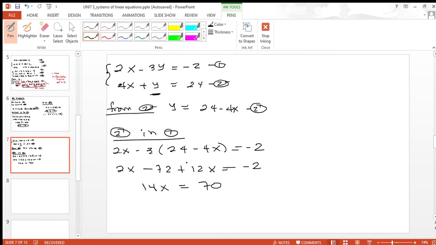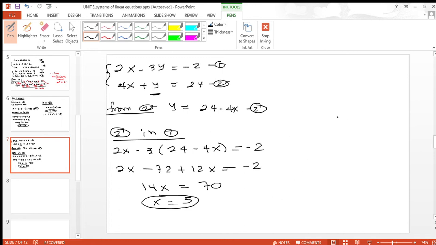Okay. Plus 12x. So that's plus 12x equals minus 2. 2x plus 12x is 14x. If we transpose this, that becomes positive 72. Positive 72 minus 2 is 70. Okay, and divide both sides by 14. 70 divided by 14 is 5. Sorry, I thought that's a fraction. So x is equal to 5.